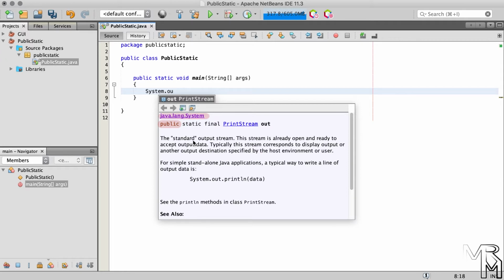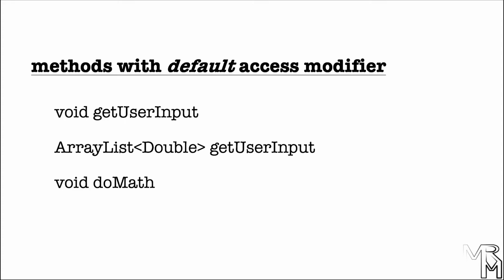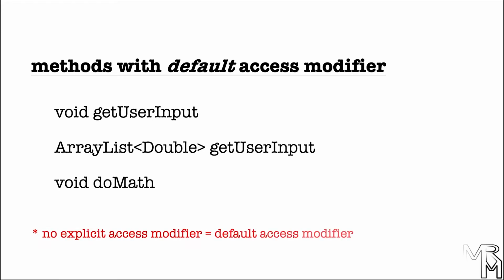Before I show you another example, let's take a look at other access modifiers available in Java. There are 4 access modifiers in Java: public, private, protected, and default. The methods that we created in previous videos, getUserInput and doMath, all have default access modifiers, meaning when you don't specify the access modifier at all, it's set to default.